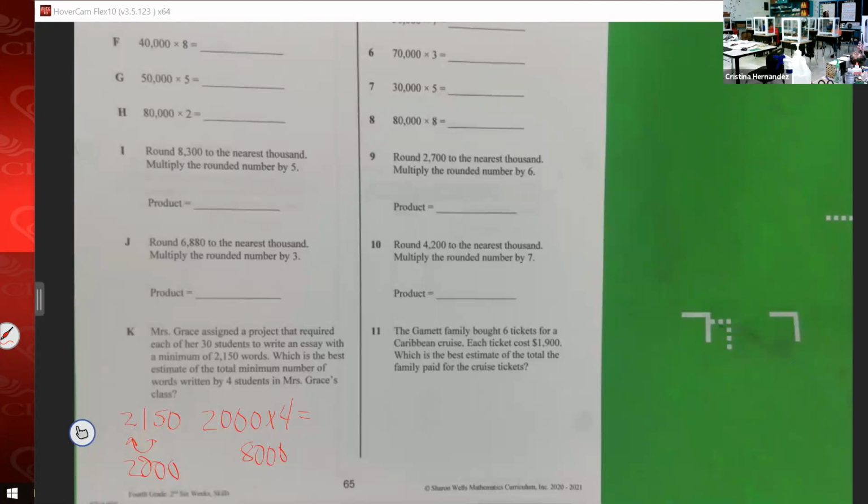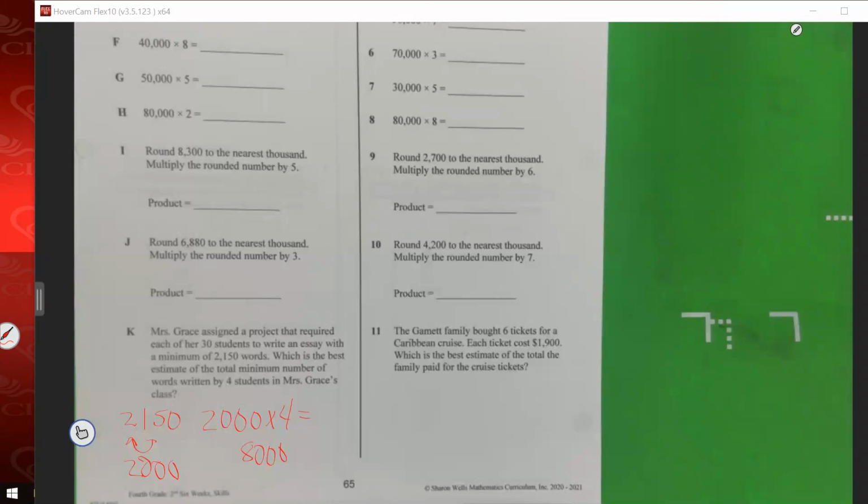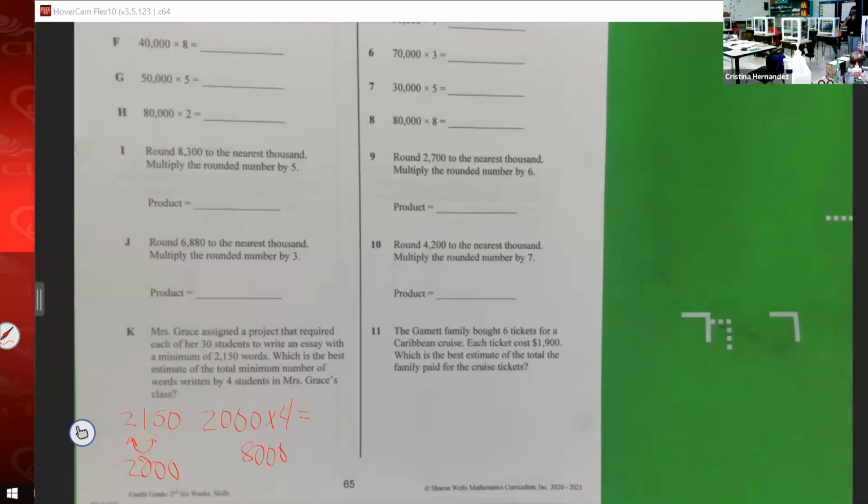2,150 words. Which is the best estimate of the total number of words? That's estimate. Estimate means what? So what number are you gonna round it to? 2,100. And then how many students do we... we are wanting to know how many, I guess. So 2,000 times 4. Yes.